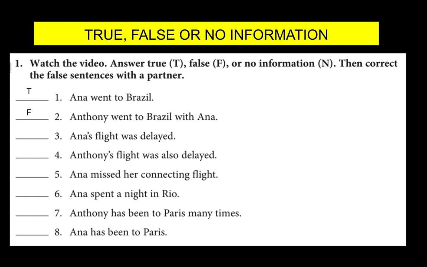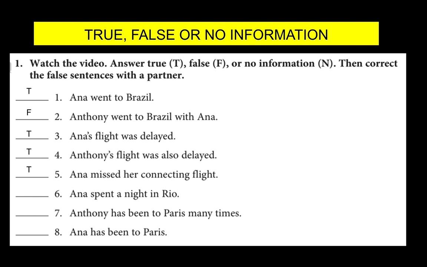Anna's flight was delayed. True, false, or we don't know. Anna said, "My flight was delayed by mechanical problems." So her flight was delayed. Anthony's flight was also delayed. If you remember at the end, Anthony said, "Yeah, but unfortunately, my flight was delayed too." Anna missed her connecting flight. True.